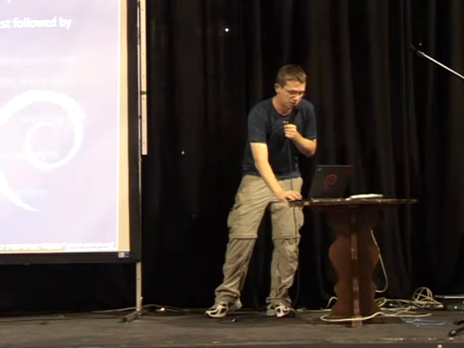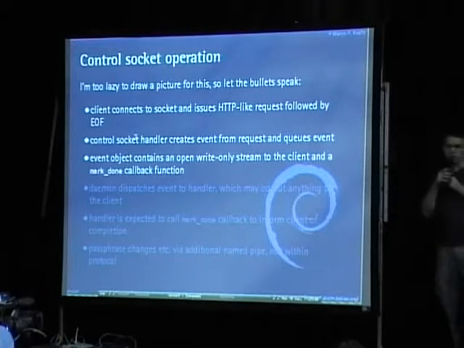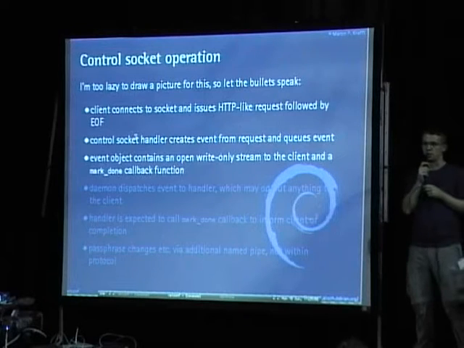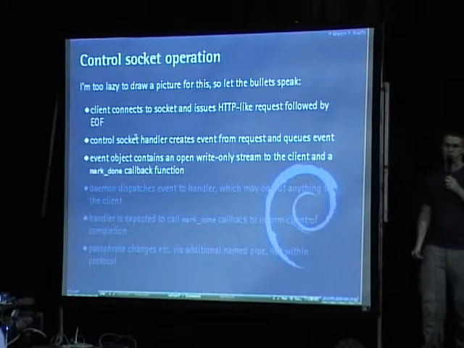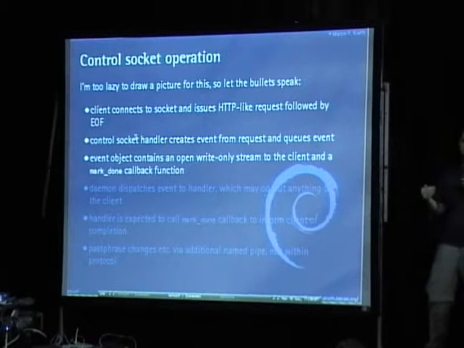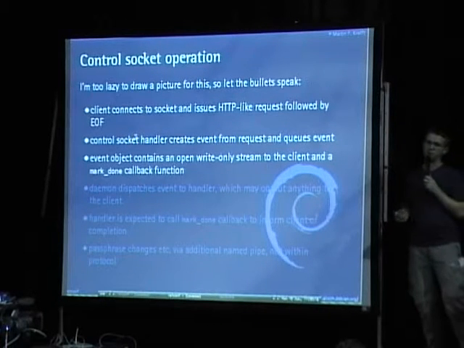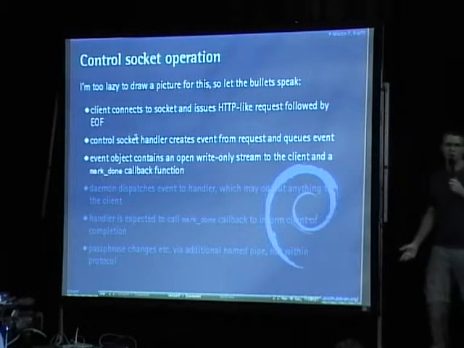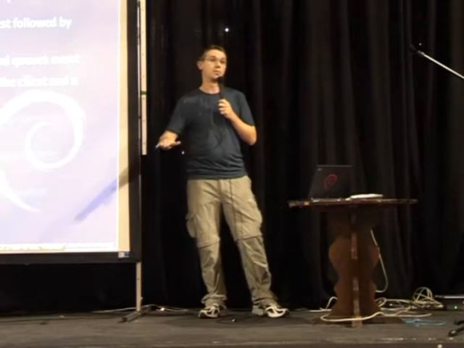The client connects to that socket and issues HTTP-like requests, which are then converted to events and queued with the daemon. The event object itself contains a file descriptor that is opened write-only, which directly leads back to the client. So whatever you write into that file descriptor will be returned to the client via the control socket, and in real time, so that stuff like DHClient can output its logger in real time. Because a lot of users would actually be bothered if DHClient wouldn't output stuff anymore, or wouldn't do it in real time. And there's also a markdown callback function, which the processor of this event is supposed to call once it's done to let the client know that, as a matter of fact, this transaction is finished.